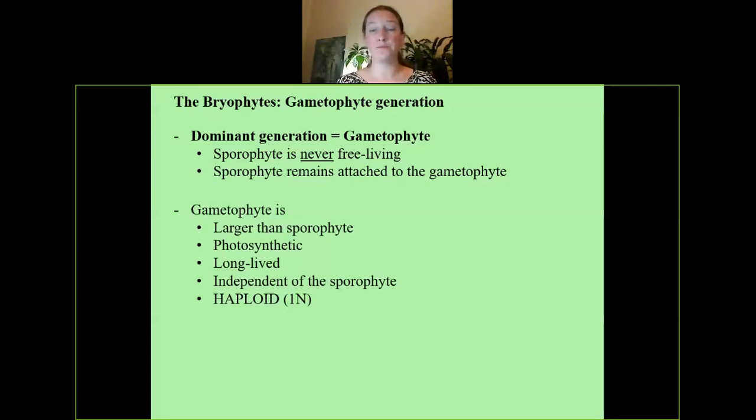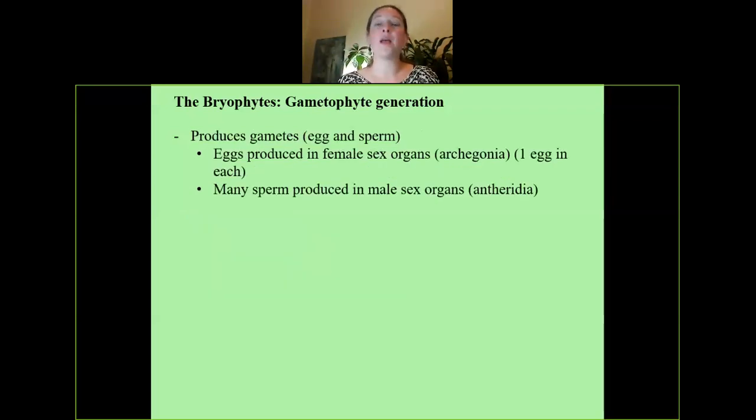attached to the gametophyte. And then as we have learned, if you're a gametophyte plant, you're a plant that makes gametes, and therefore you have to be a haploid plant, right? 1N. Okay. As we learned, in the non-vascular plants the gametophytes make egg and sperm. Gametophyte, gametes, haploid plant. So the gametophyte plants are going to make egg and sperm. And as we already learned, the eggs are made in the female sex organs, which are the archegonia, and the male sex organs, the antheridia, make the sperm.